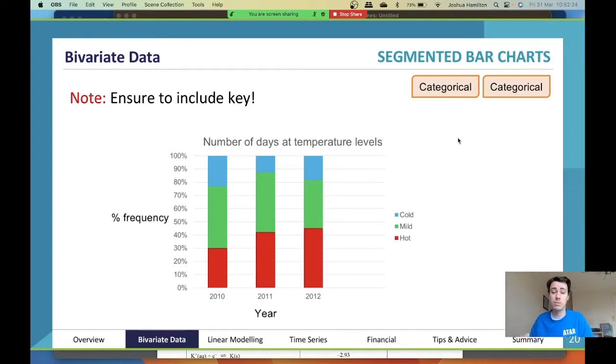The other thing that's really important for segmented bar charts is that they stay in the same order. So they go hot, mild, cold. Really important they stay hot, mild, cold. You don't just want to suddenly go, all right, mild, cold, hot. You don't want to do that. You want to make sure they stay in the same order if you ever are to draw one of these out. You don't need to use different colors, but it is preferred. It makes it a little bit easier to understand. You just need to have them different.